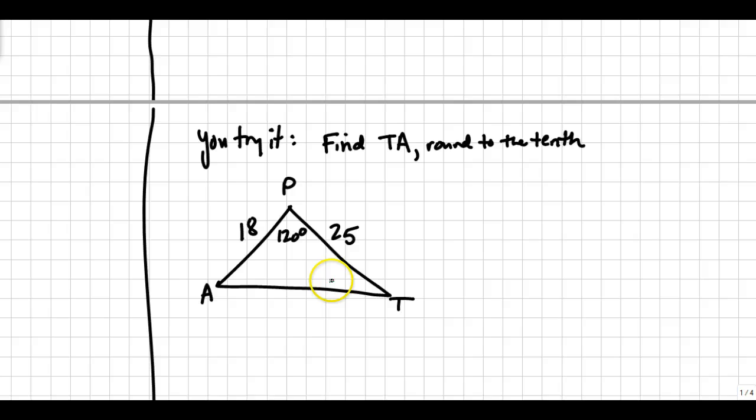So go ahead and give this a quick copy. And I'm going to just scroll down here and reveal the answer. So pause the video, give this a try, and the next thing you'll see will be the answer.